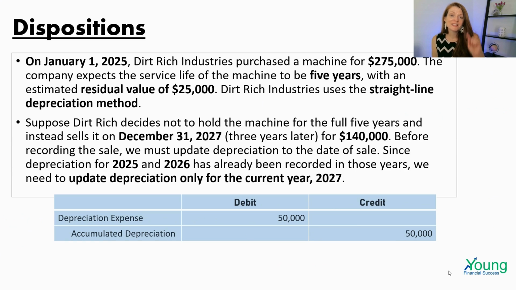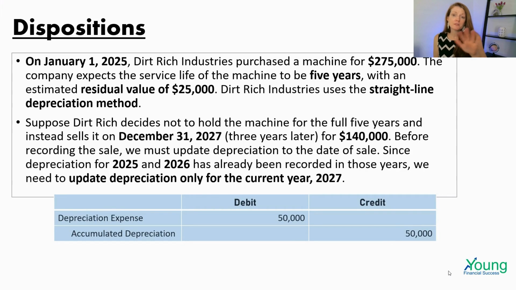Before recording the sale, now this is super important, before they record this, they have to update their depreciation to the date of the sale. Since depreciation was recorded for 2025 and 2026, then we just need to record it for 2027. If it was a half of a year and they say, oh, we record depreciation on the last day of the year and here it is June 30th and we're selling it, then we would need to update half of the depreciation. But that's the first step.